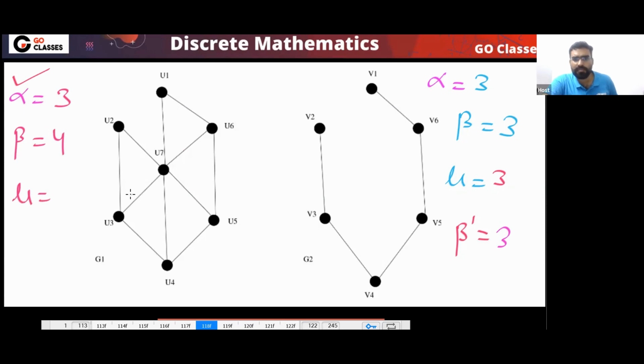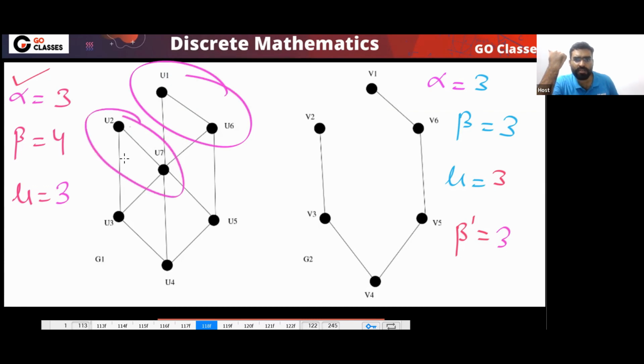The matching number, remember one thing, matching number is always less than or equal to n by 2. So you have 7, so matching number will always be less than or equal to floor of 7 by 2, which is 3. So what matching can you create? Matching number will be 3, because you can take u1 u6, you can take this, and you can take this. Okay, so matching number will be 3.